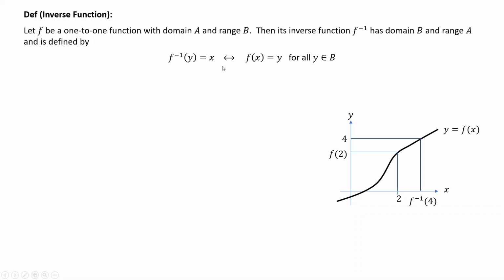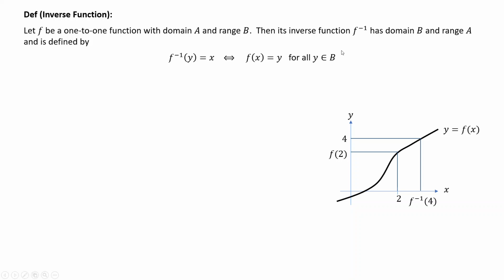Whoa, what's this funny looking thing? That's the symbol for what is called a biconditional, or if and only if. So when you see something like this, you should read that as if and only if. F inverse of y is equal to x if and only if f of x equals y for all y in B. I think I talked about this symbol meaning y is an element of set B, or you can simply read it as y in B, meaning y in the set B.